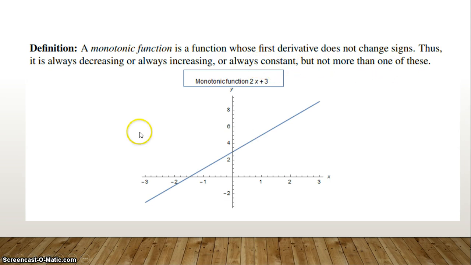For example, if I write y is equal to 2x plus 3, it is in the form y is equal to mx plus c. So the y intercept is 3 and the slope is 2. You can see that this is a straight line, either increasing or decreasing. So that is a monotonic function. The function will not change its property.